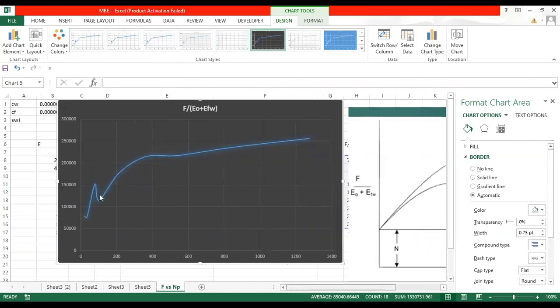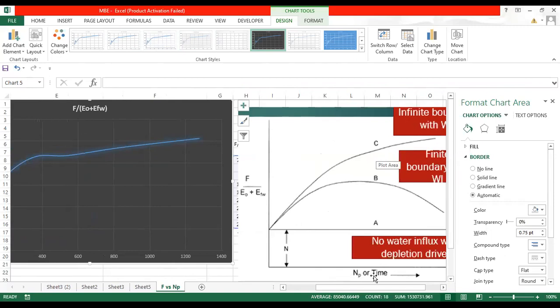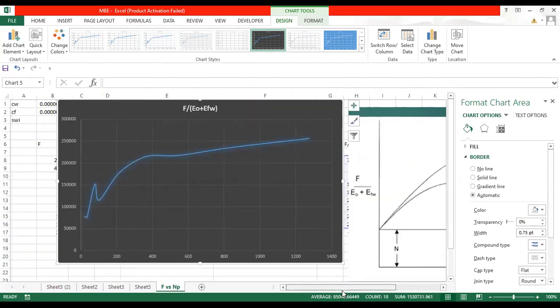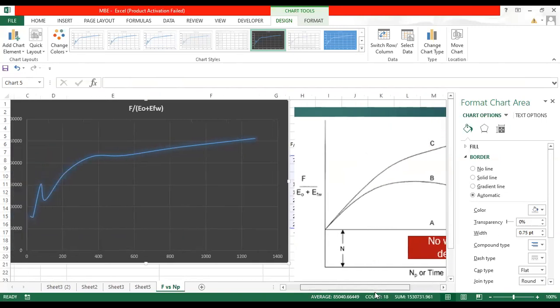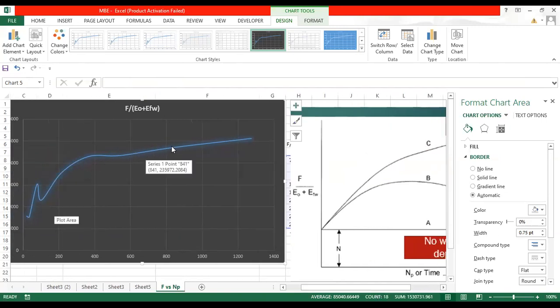So apart from one point, it has a trend which looks like the curve which represents C, infinite boundary with water injection. So we can relate this graph with this particular graph, that is C. It is not bending back, nor is it a straight line. The slope is neither a straight line nor logarithmic in moving towards the end. But here, it is moving up slowly and constantly, and it continues. Of course, a few points are away from the trend of this graph.